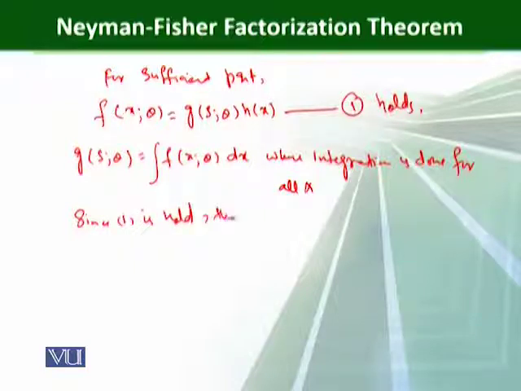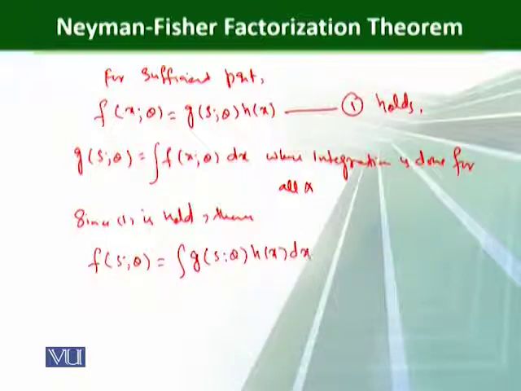therefore we can write f of s theta, that is basically the integral of g of s theta into h of x dx. We can write it like this. Since x is not involved in g, we can take it out of the integration. So that is g of s theta into the integral of h of x dx.